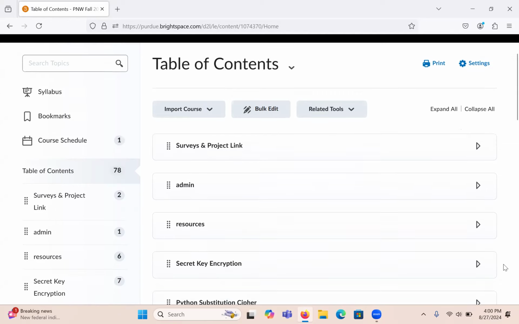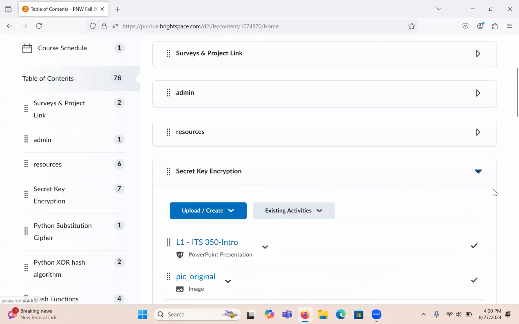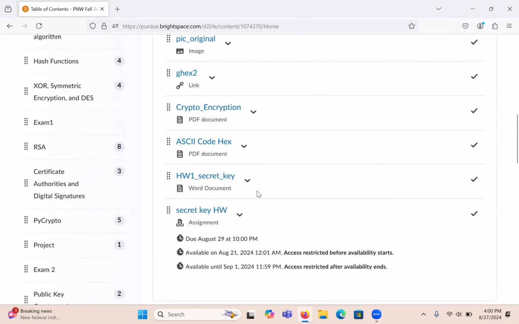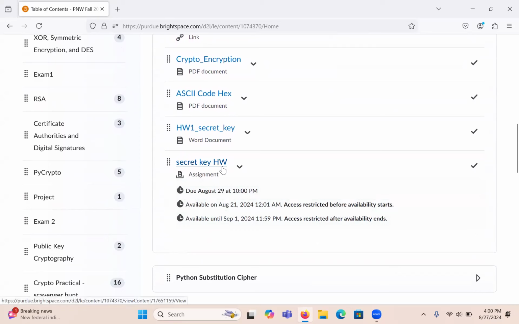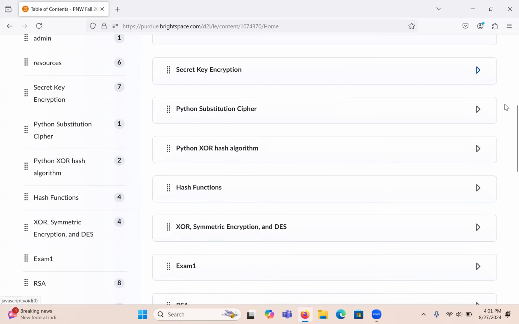So let's take a look at Brightspace here. This is what we started last week, the secret key encryption. We went over all these materials, and I've already added the link, so you can start submitting your assignment there, and then we'll finish this up. I'll get on the VM during the second half of today, and we'll go over that.